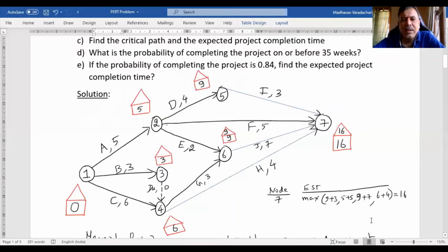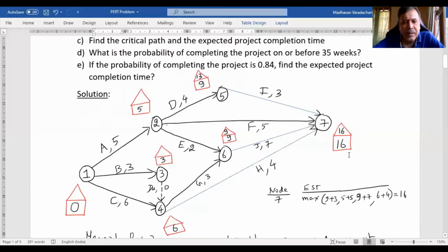Then what is the previous node to node 6? It is node 5. How many back arrows? Only one back arrow, which is from 7. So 16, this number which is there in the triangle, minus this 3. 16 minus 3, it becomes 13.